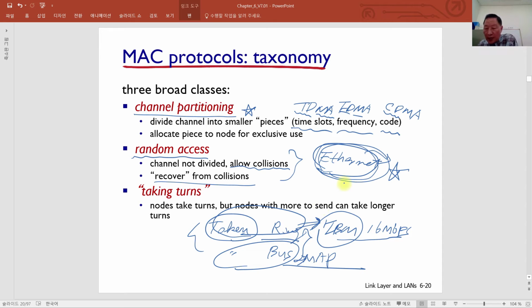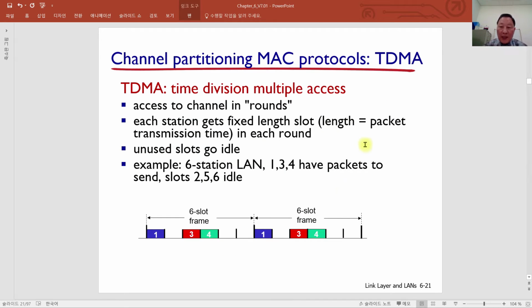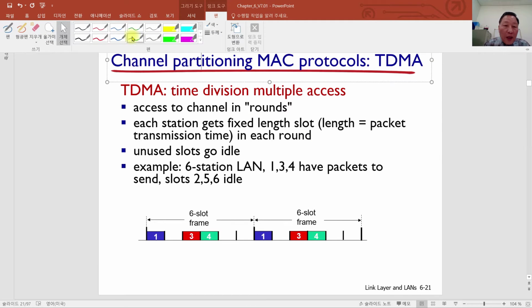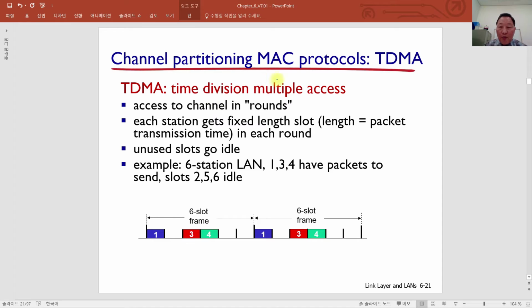Okay, let's look at other examples in detail. First one is about the channel partitioning MAC protocol called TDMA, time division multiple access. This one is accessing the channel in rounds. Each station gets a fixed length slot. The length is the packet transmission time in each round.